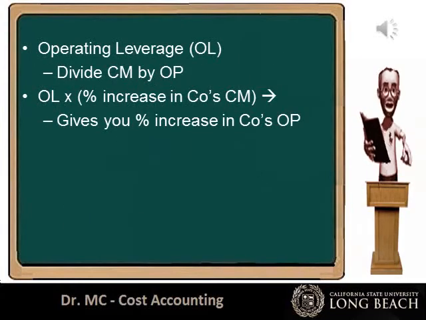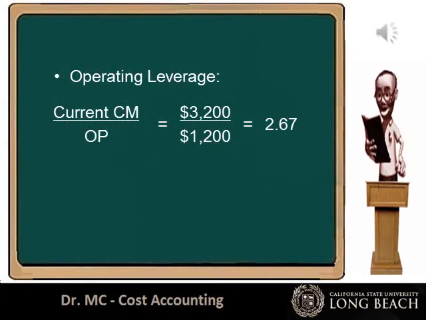Another way to get the increase in the firm's operating profits is to use operating leverage. Operating leverage is the number that you get by dividing a firm's contribution margin by its operating profits. When you multiply the firm's operating leverage by the percentage increase in its contribution margin, you will get the percentage increase in that firm's operating profits. In our example, the firm's contribution margin was originally $3,200 and its operating profits were originally $1,200. When you divide these two numbers, you get an operating leverage of 2.67.